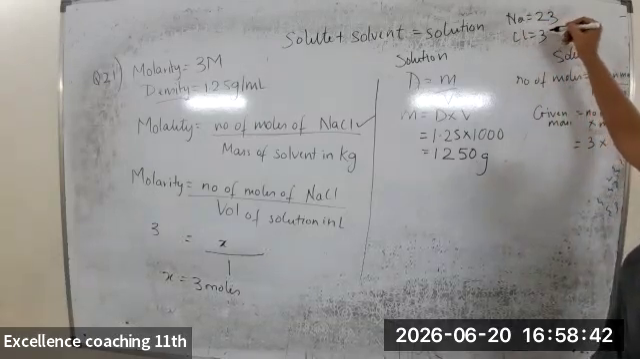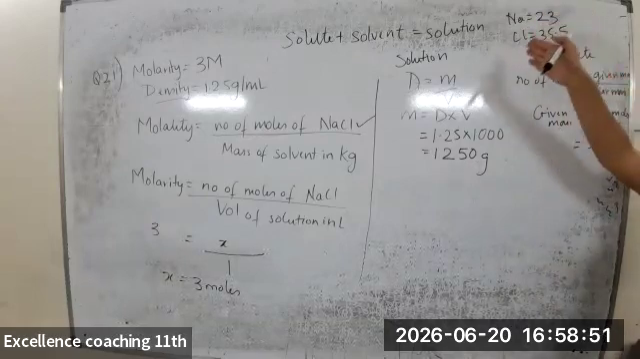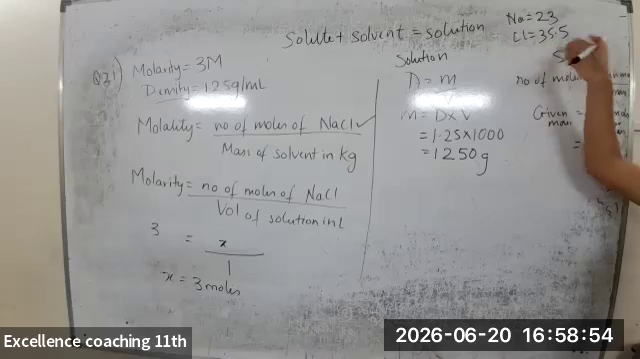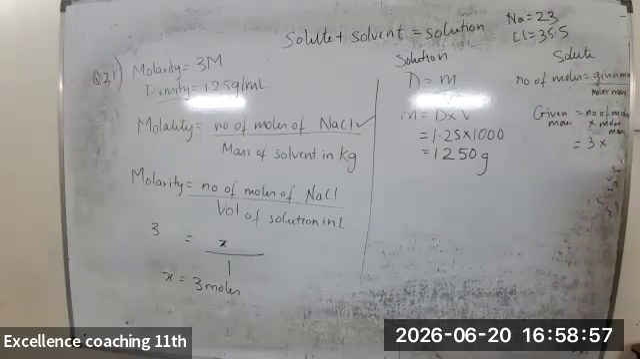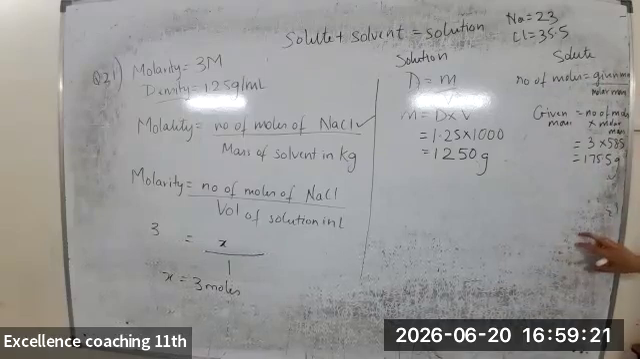Na is 23, and the atomic mass of chlorine is 35.5. So basically, we have to add both. After adding, I feel it is 58.5, right? So 3 into 58.5, that will come to 175.5 grams. Okay. Till here, have all understood? Sure. Do you all have any doubts?